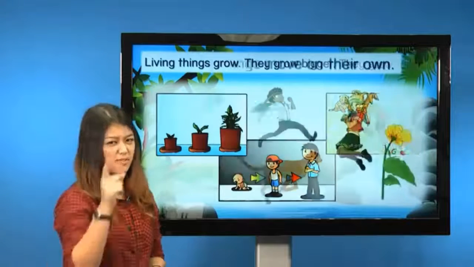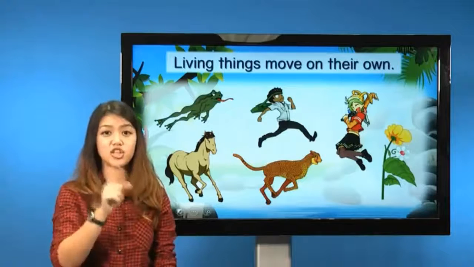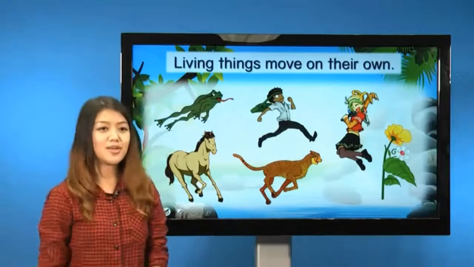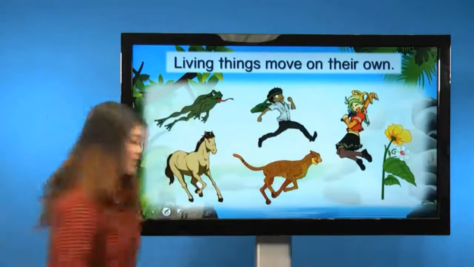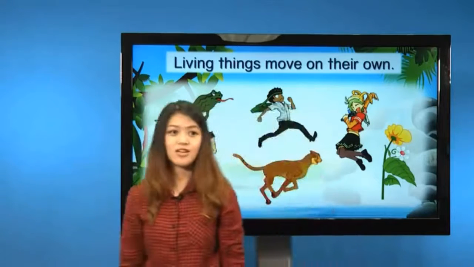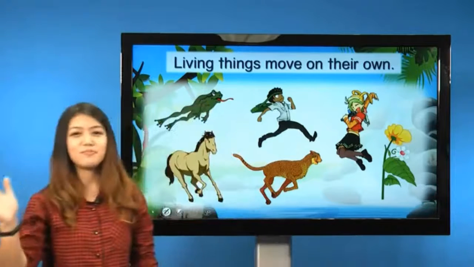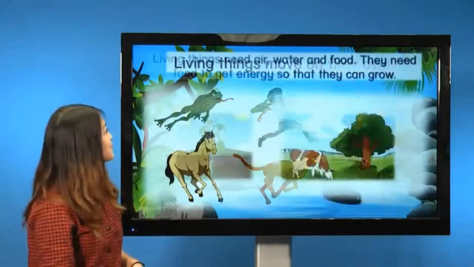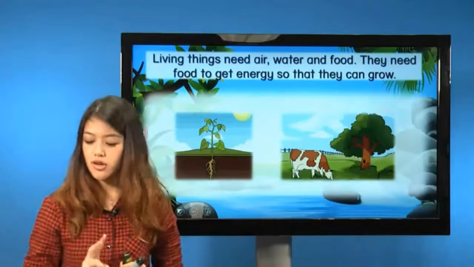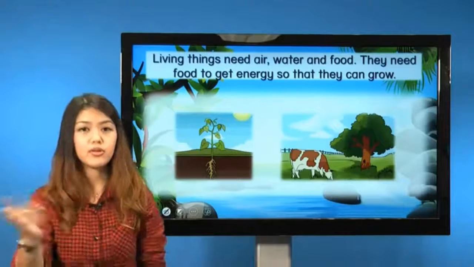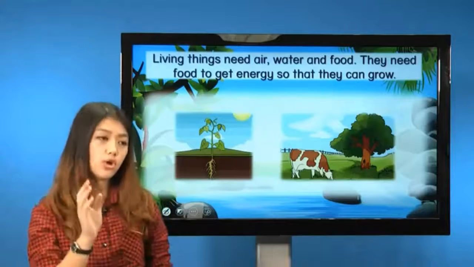Yeah? You get me? So, living things move on their own. They can either jump, or maybe walk, or maybe run, or swim, and they can move many different ways. So, living things need air, water, and food. We are living things, so we need air, water, and food to grow.